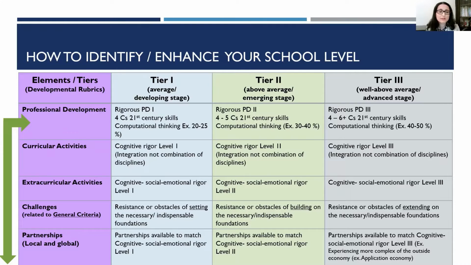For the second domain, for example, curricular activities, here we speak about the cognitive rigor. And again, I am categorizing them as level 1 for tier 1, level 2 for tier 2, level 3 for tier 3. And here we mean integration, not the combination of the disciplines. And I have explained this thoroughly in the previous presentation, in the second STEM presentation here on this channel. You can watch the presentation, and it shows how we are not simply combining, we are integrating the disciplines. And I will be explaining with more examples in the coming presentations.